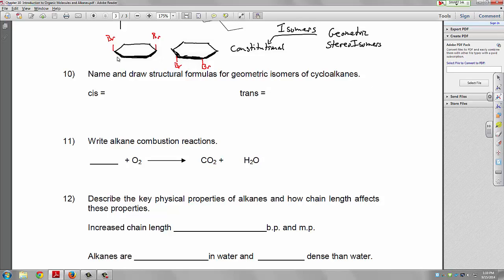All right, now these are constitutional isomers because the numbering is different. If you notice, these two guys are right next to each other. This is one bond, there's a carbon. We've got a carbon, carbon, carbon. These are cyclohexanes, right? There's a bond like that. These dots are the carbons. So there's 6 carbons in a ring, so these are cyclohexanes. And this molecule here, this is 1,2-dibromocyclohexane.